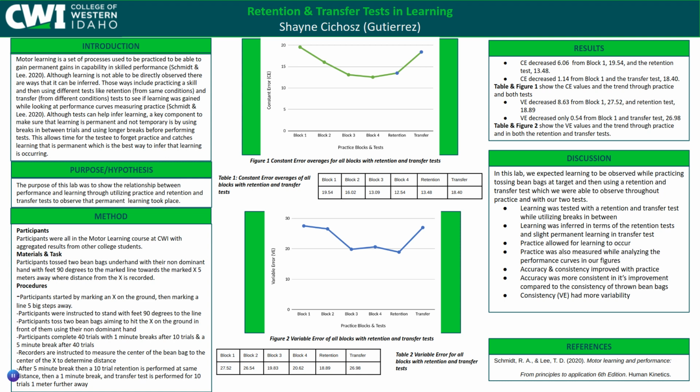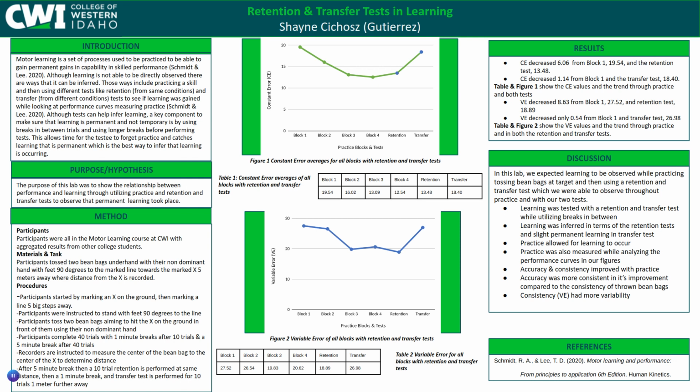Results that we saw: the constant error, or the CE, we did notice from block 1 to the retention test changed 6.06 centimeters, with block 1 being 19.54 going to 13.48. We also noticed that CE decreased from block 1 to the transfer test by 1.14 centimeters, with the transfer test being 18.4. And you can see in table 1 and figure 1 the CE values and the trend through practice in both tests.